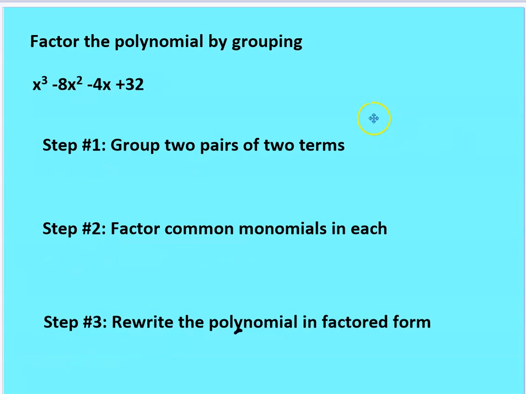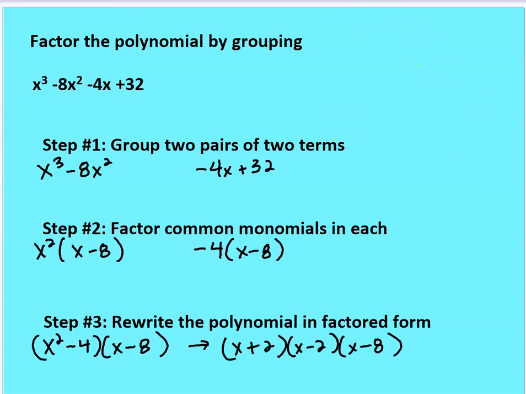Okay, so one more example. Let's see if you can do this on your own. So you can pause here. All right, so I have first and second terms, third and fourth, x cubed minus 8x squared, factors to x squared times x minus 8, minus 4 times x minus 8. And then I can rewrite this x squared times x minus 8 minus 4 times x minus 8, and then that's x squared minus 4 times x minus 8.